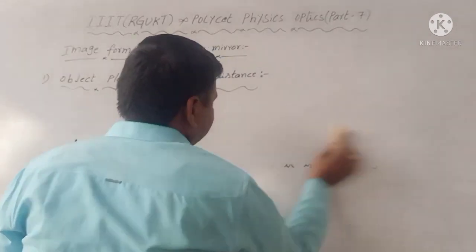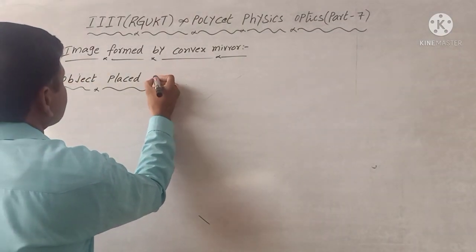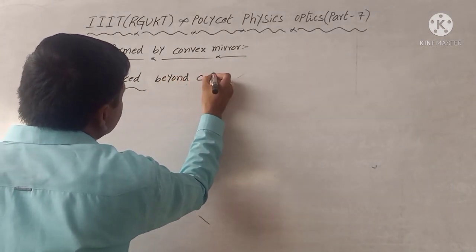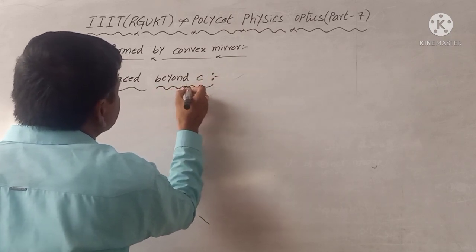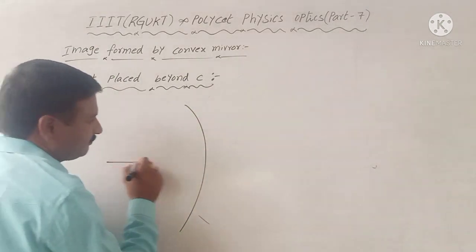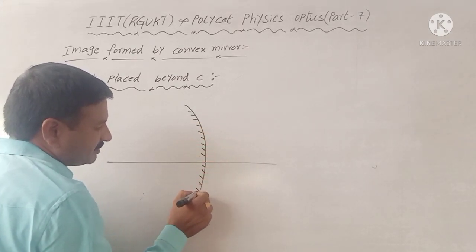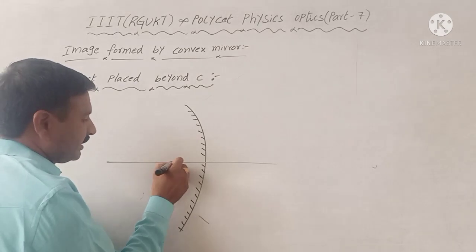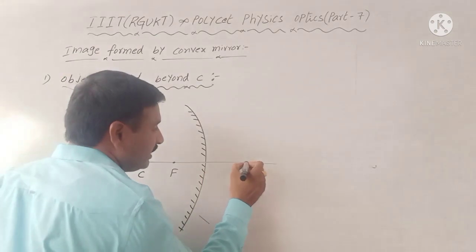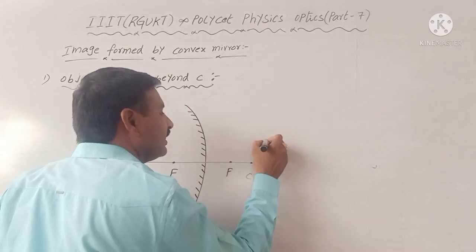Object placed beyond C. Beyond C means outside of C. Again we draw this: the silvered concave surface, here the focus and here the center of curvature. Okay, this is the object.